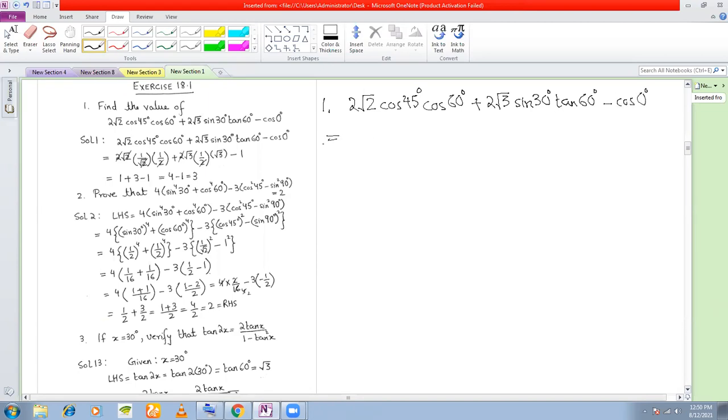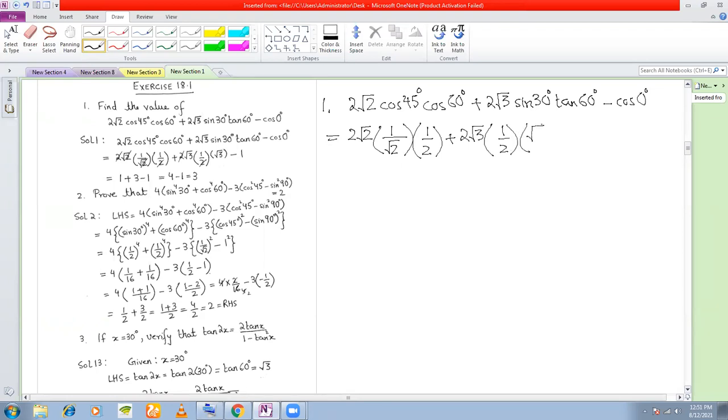Now for the standard angles, first we'll put all the values. Which are the standard angles here? Right, 2 root 2 cos 45 is a standard angle, right? What is the value of cos 45 from the table? If you learn, cos 45 is 1 by root 2. Cos 60 is also a standard angle. How much is cos 60? Half, sir, half. Plus 2 root 3. Sin 30 is half.